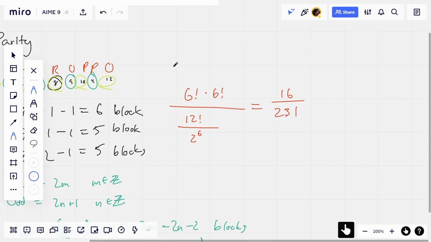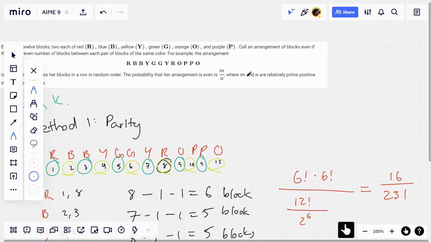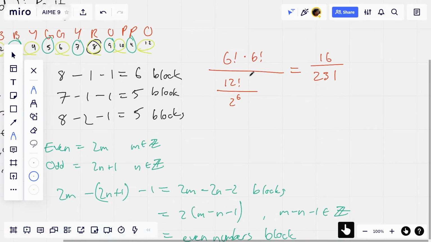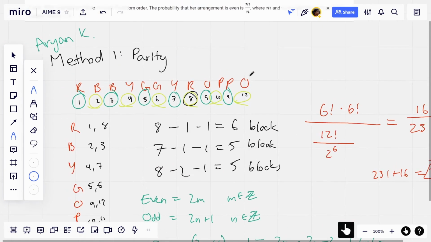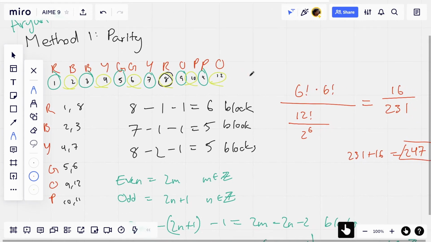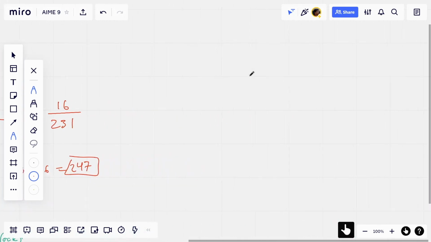And so if we wanted to give the answer in the form of m plus n, then our answer would be 231 plus 16, which is 247. Now this is a really cool answer, because we're kind of skipping over a lot of the nuances that arise with this kind of problem. But let's move on to method 2.